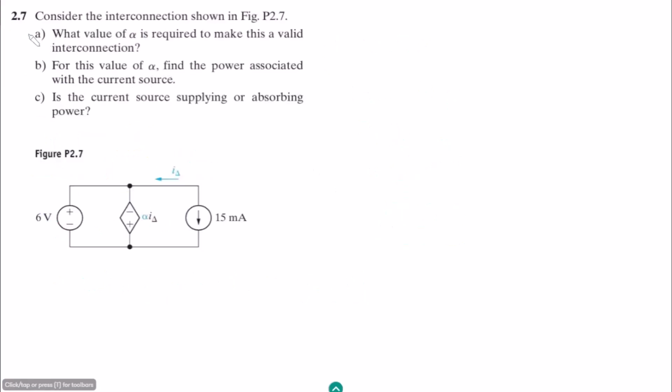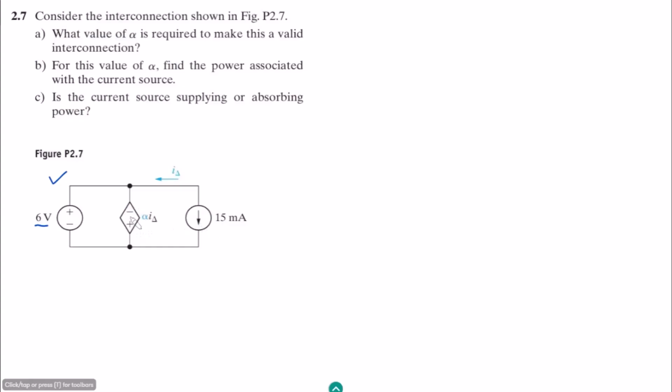This is question 2.7, and the statement of this question is: consider the interconnection shown in figure P2.7, where this is the figure. Let us first discuss this figure. This is a voltage source, or we can call it the independent voltage source. Similarly, this one is the current source, and this is called the independent current source because of this circular shape.